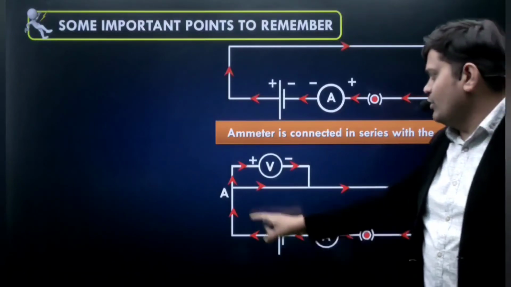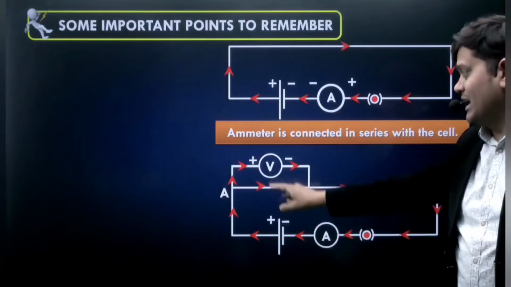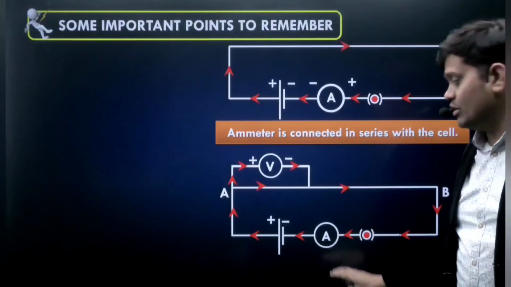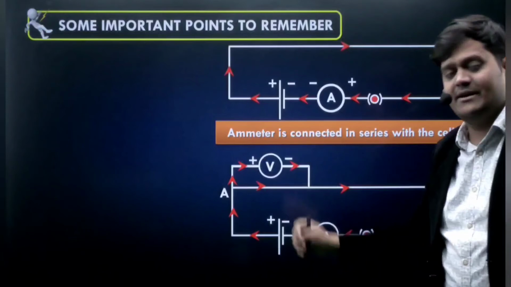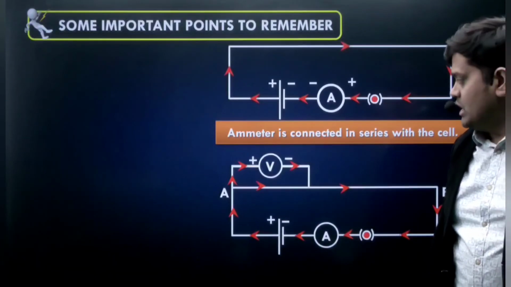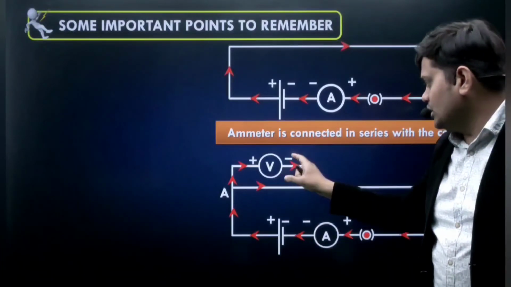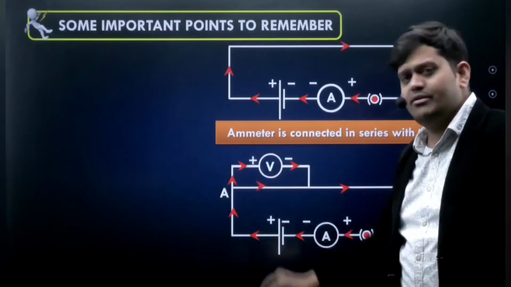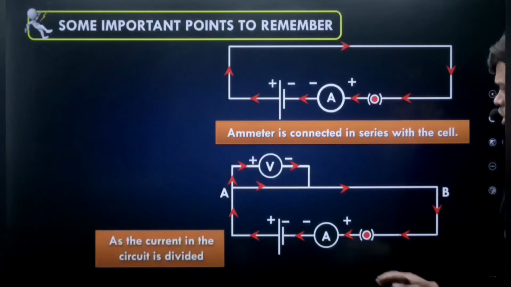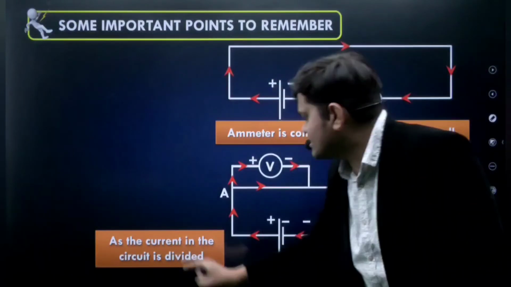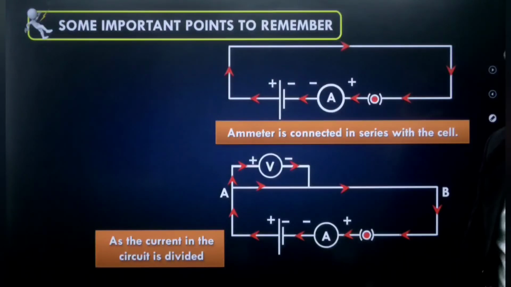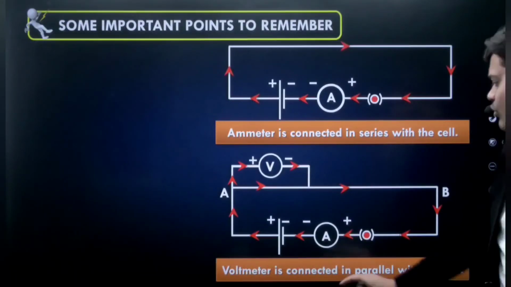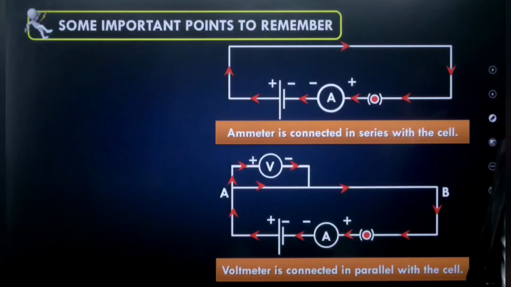If the current is divided, it means the proper current is not flowing in the circuit, right. So here the connection of voltmeter looks like the ammeter. Current is entering in the positive and leaving from negative, right. So we can say that the current in the circuit is divided. And here voltmeter is connected in parallel with the cell, right.